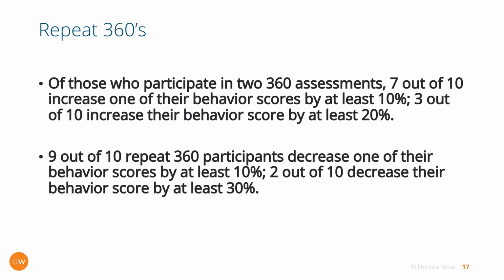Yeah. For the second one, when we take a look at negative behaviors, I should have added that word negative on the slide there. That 9 out of 10 repeat 360 participants decrease in negative behavior by 10%. 2 out of 10 decrease in negative behavior by at least 30%. So that's referring more to our derailer section, those sections that we want those lower scores on. Okay. Well, that makes more sense. And I should have caught that as I reviewed these ahead of time, but that's a great point.